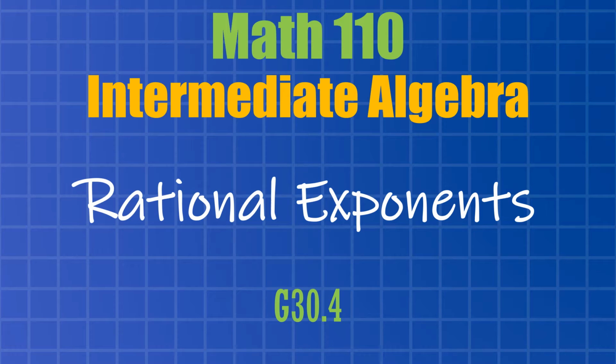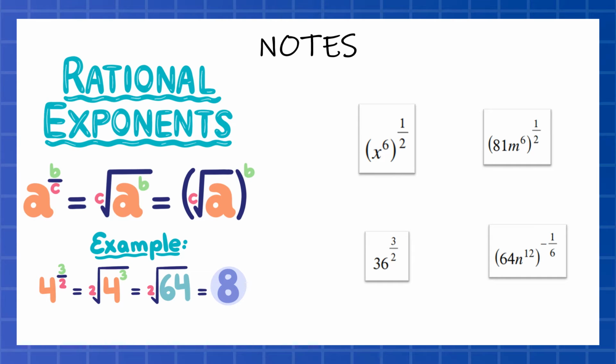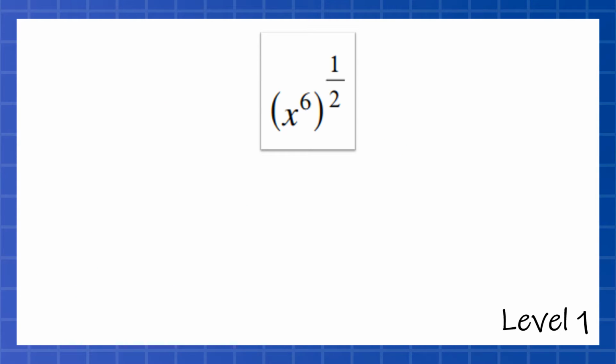Rational exponents. You're going to love them. Rational exponents are rational, meaning fractions, but really a rational exponent is another way that we represent radicals. In other words, square roots. A square root is the same as a denominator of a radical.